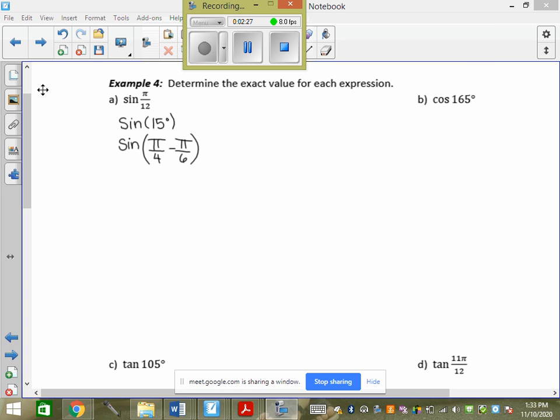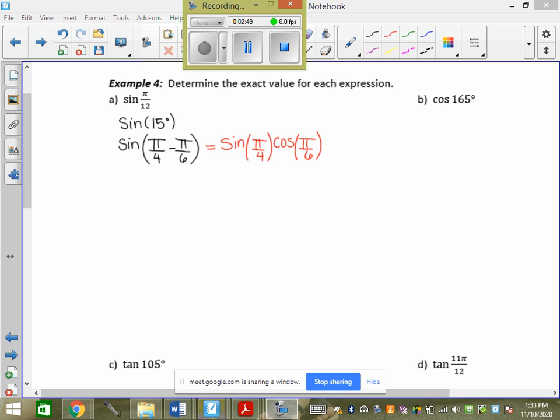So what we actually have to do is go to our sum and difference formulas, correct? We have a formula for this. It's sine A minus B. Sine A minus B equals sine A, which is pi over 4, cos B, which is pi over 6, minus cos A, which is pi over 4, sine B, which is pi over 6.